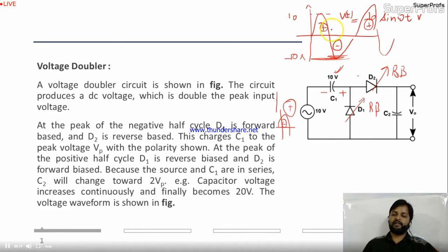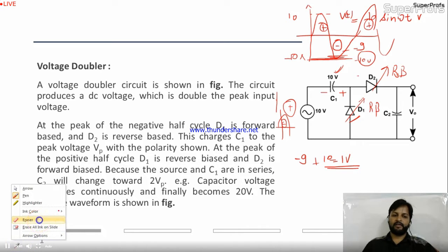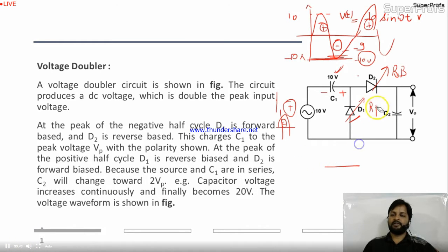So when the input crosses the minus 10 value and comes to minus 9, suppose let's take minus 9, so this is minus 9 and this is plus 10. It will be 1 volt kind of thing. So at 1 volt, definitely D1 will be in reverse bias, but D2 will be in forward bias. Right? So in this entire circuit, D1 will be off and D2 will work now. So how it will work and how the process will go on now, see friends.